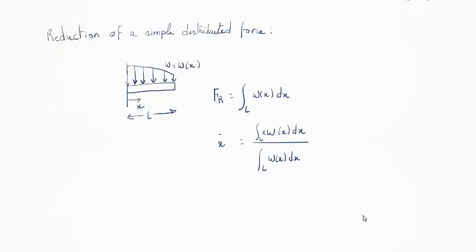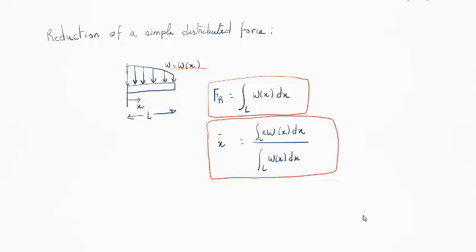Now, we will talk about reduction of a simple distributed force. Let's say we have this bar of length L. We have a distributed force on it as shown here, w equals w of x, so the force is a function of x. Now to get the total force, we just do the integral over the length of w(x) dx, and to get the position, it's the integral over the length L of x w(x) dx, shown here, over the force, which is the integral over L of w(x) dx.